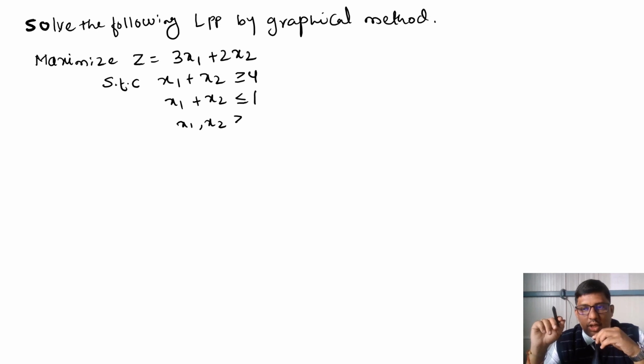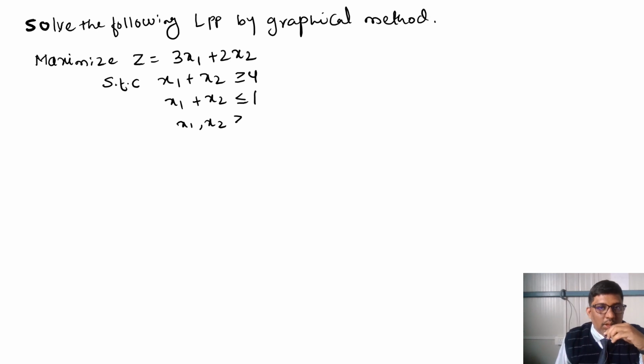Hello students, we have one more problem on this graphical method, the same thing we discussed yesterday. Here you can see the symbols are of different signs. One is greater than or equal to and another one is less than or equal to. This kind of problem we call a mixed problem. The procedure is again the same; there is no difference in the procedure for the graphical method.